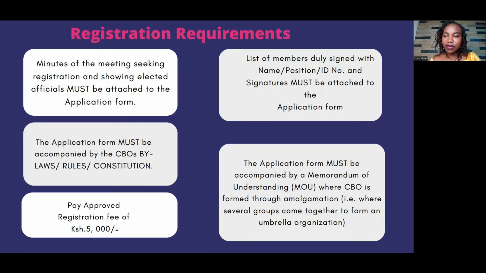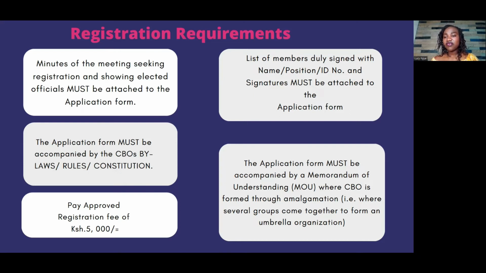Then the application, again, as I said, must be accompanied by the CBO's bylaws or the rules of the constitution. And then again, it also must be accompanied by a memorandum of understanding, in the event the CBO is formed by different groups. So if you have different groups, because every group has its own rules, their own constitution, and especially if they are registered groups in the community, most of these groups have registration documents as well.